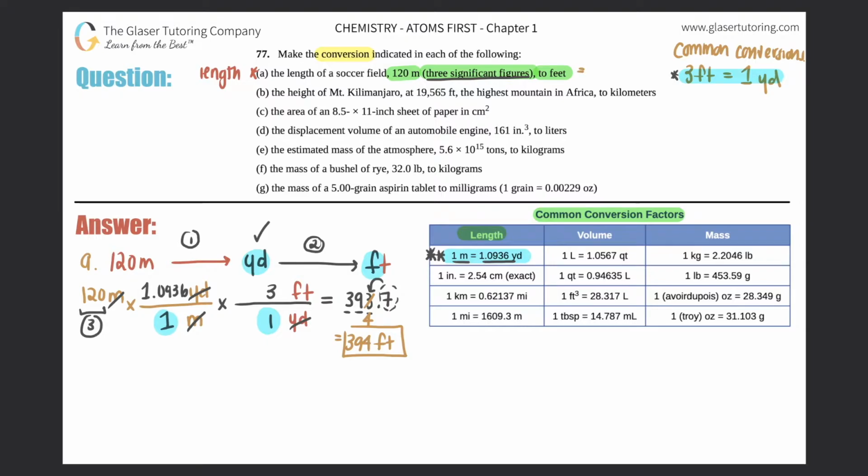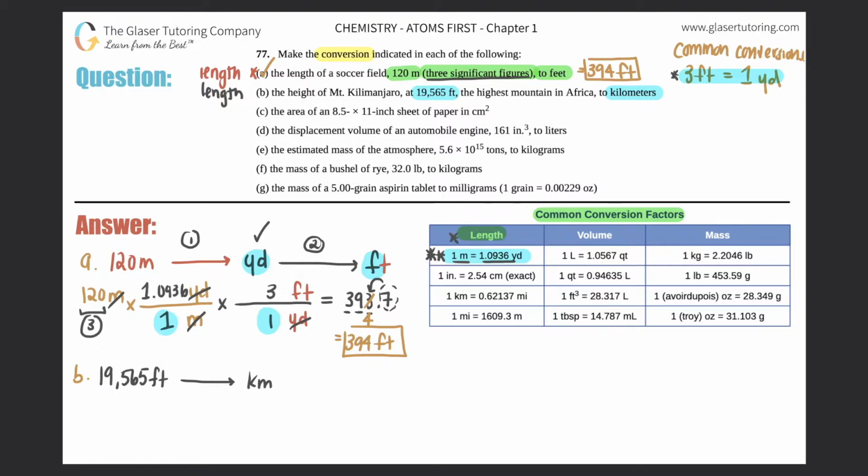I'm just going to put that over here because chances are I'm going to have to start erasing because, like I said, this question is huge. So that's our answer to the first one. Check that off. B, the height of Mount Kilimanjaro, 19,565 feet, the highest mountain in Africa, to kilometers. So we need to convert 19,565 feet into kilometers, but this is also a unit of length. So I'm still using the first column, feet to kilometers.